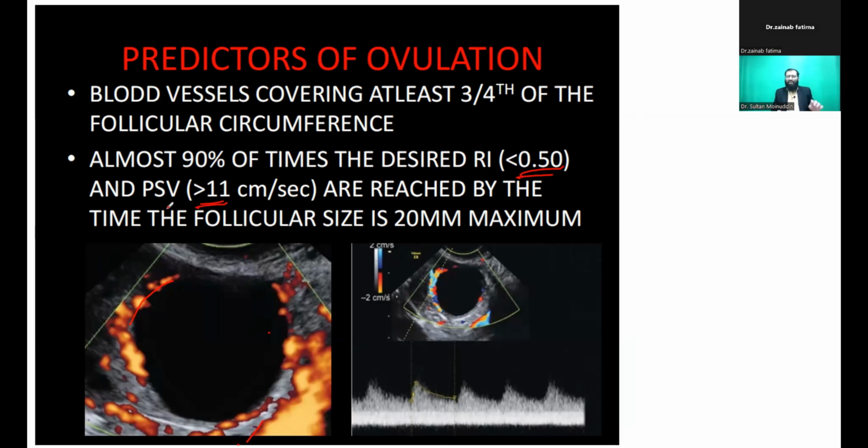What is RI? Resistivity index. RI is just given by the machine. What you have to do is put the color box in the flow which you are getting, and put your gate inside it. Once you put it, you get this waveform. You can trace any good wave, and once you trace it, you get these values: PSV, that is peak systolic velocity, and RI values. They are calculated by the machine, and if PSV is more than 11 or RI is less than 0.5, it denotes that ovulation has taken place.